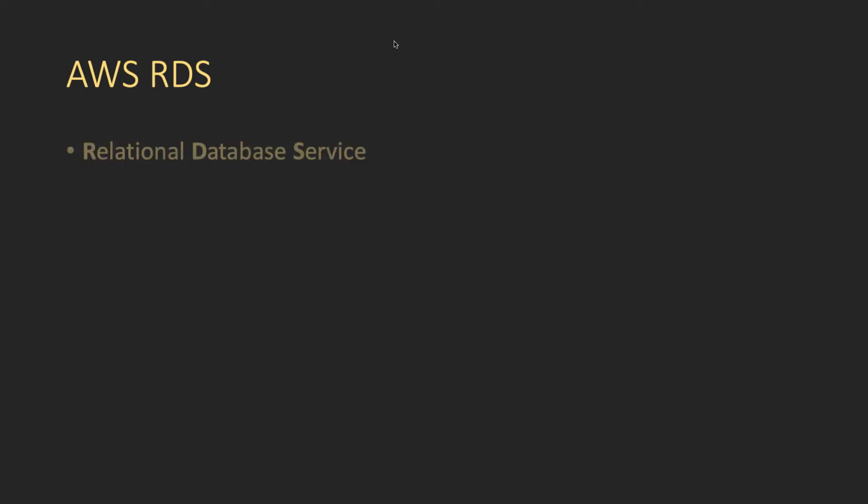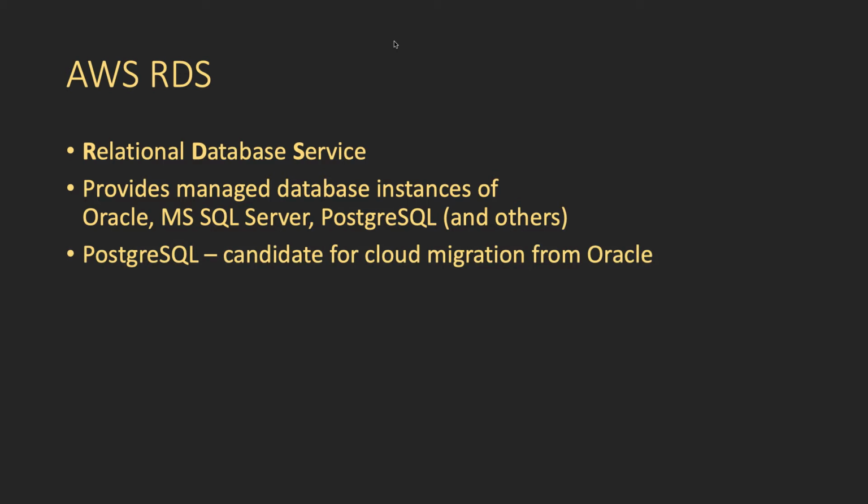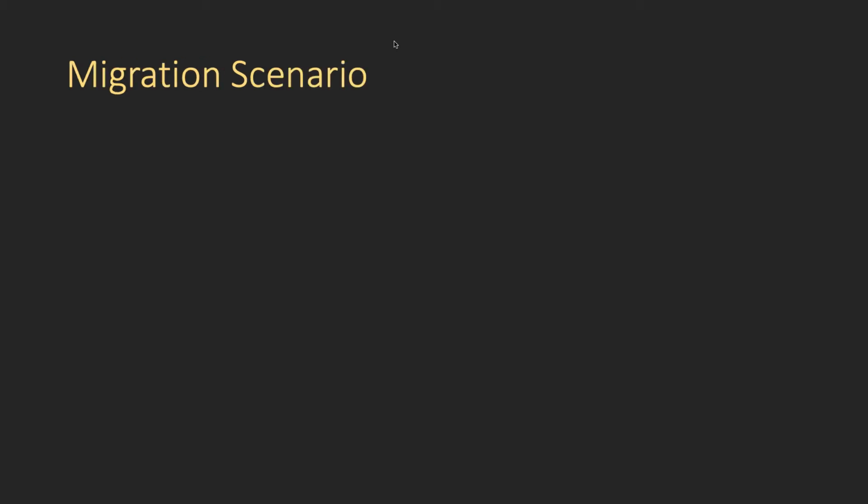AWS RDS is a relational database service. So it provides managed instances of databases like Oracle, Microsoft SQL Server, or PostgreSQL, also others. PostgreSQL is an ideal candidate for cloud migration from Oracle because some concepts, especially the language PG/SQL, are pretty similar to Oracle's PL/SQL language. That's why PostgreSQL has become a popular choice when it's about migrating from an Oracle database.